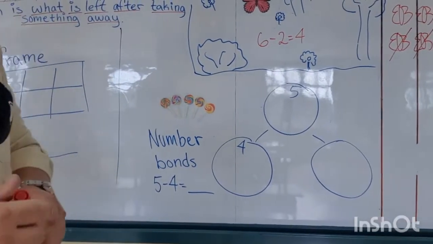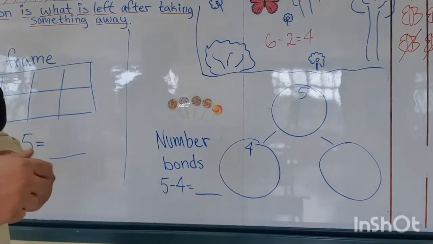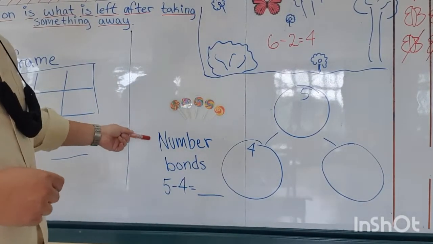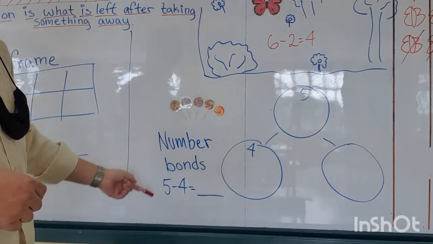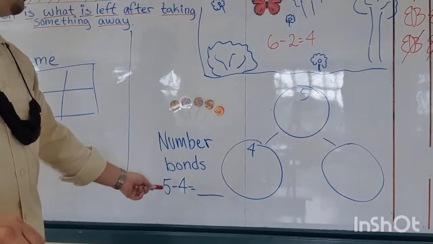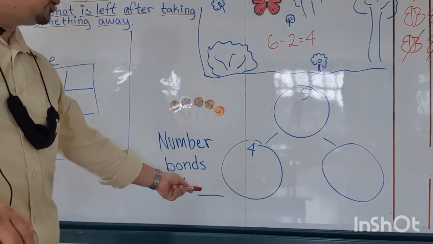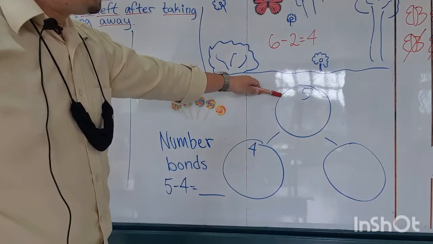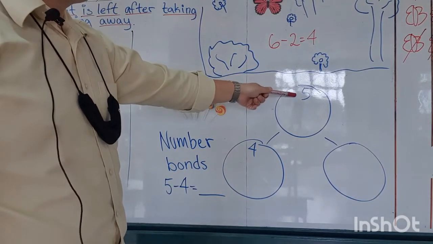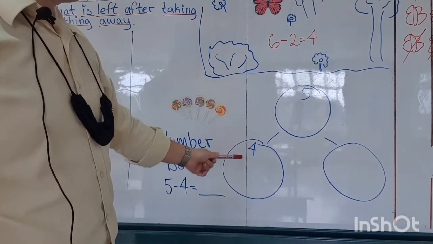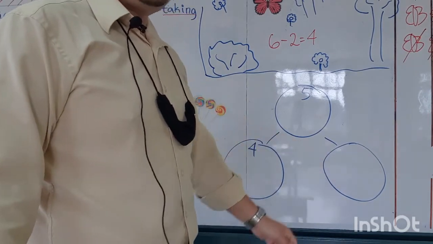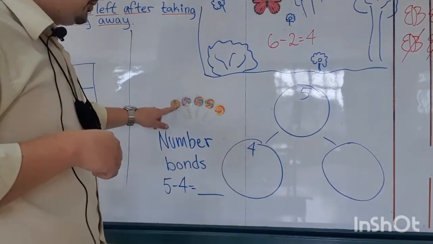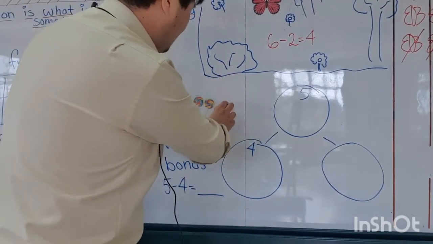Okay, so same as in addition, the previous unit, you can use number bonds. So let's say you have a number 5 minus 4 equals, you don't know. So then you can use number bonds. So the total, the whole is 5, one part is 4, what is the other part? So let's use my lollipops.